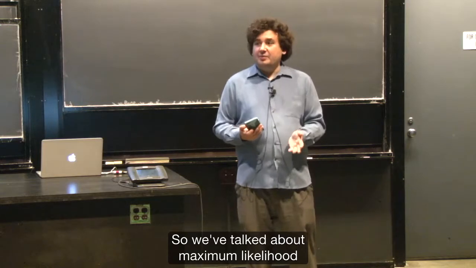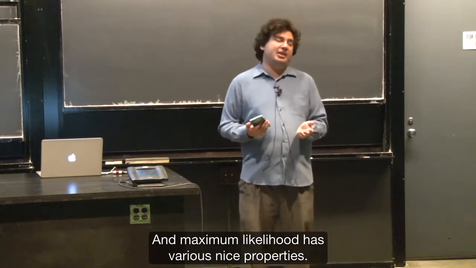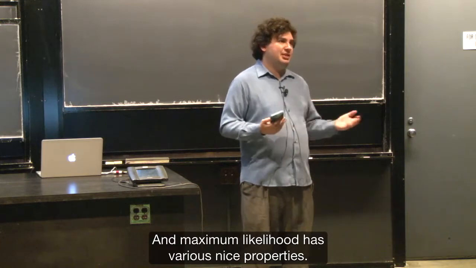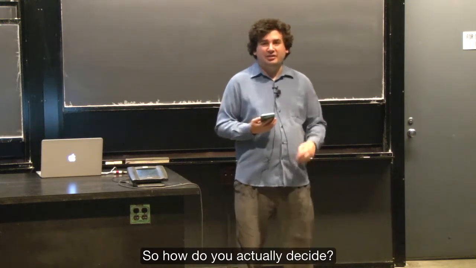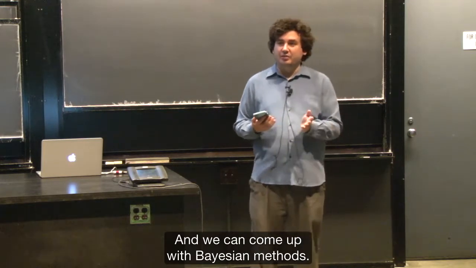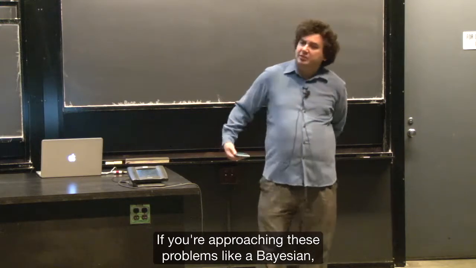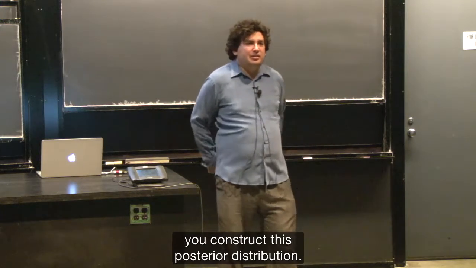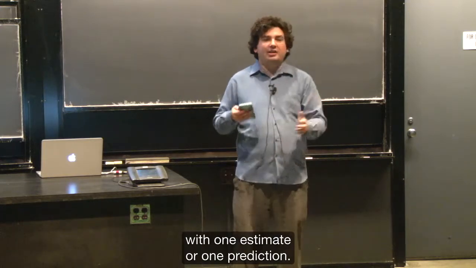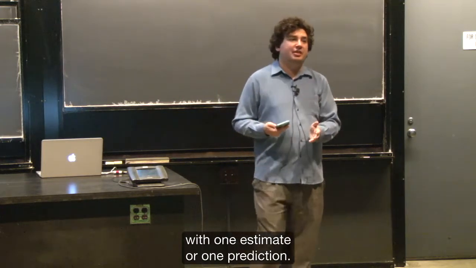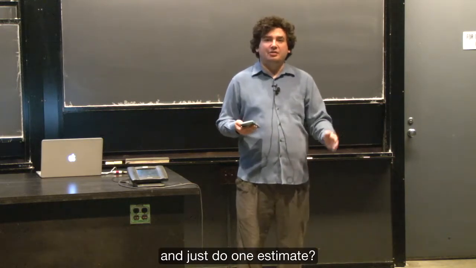So we've talked about maximum likelihood and some other approaches to estimation, and maximum likelihood has various nice properties, but sometimes it's terrible. So how do you actually decide? Or you can come up with Bayesian methods. If you're approaching these problems like a Bayesian, you construct this posterior distribution, but let's suppose we just want to come up with one estimate or one prediction. How would you go from this entire curve and just do one estimate?